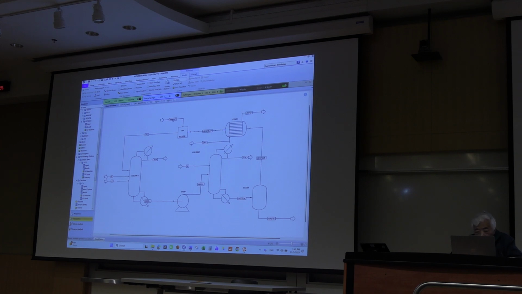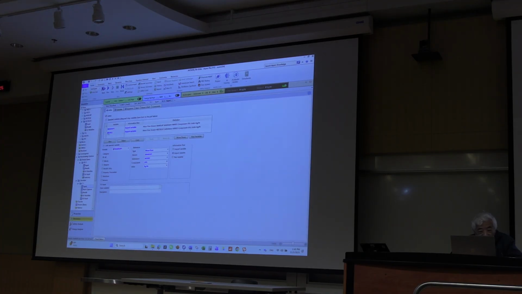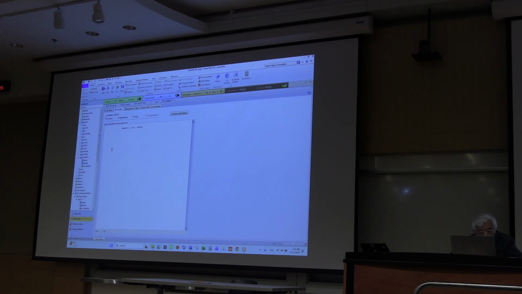How do you determine makeup? That's what this calculator does. Calculate: makeup 1 is 200 minus RECYCL.